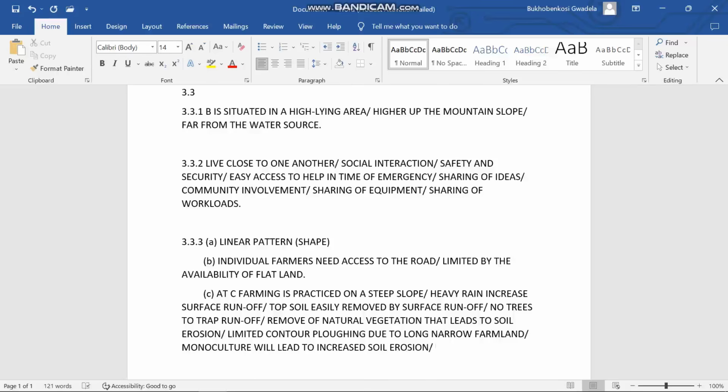And lastly, we can also say limited space will lead to overcultivation, because there's no space available there. So farmers will cultivate as much as they can, because of limited space available there for farming.